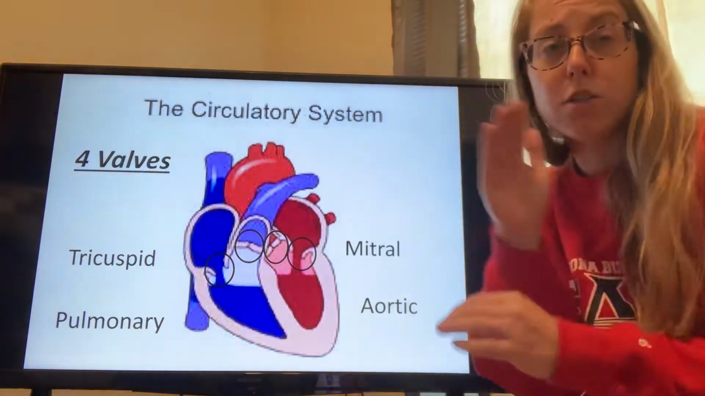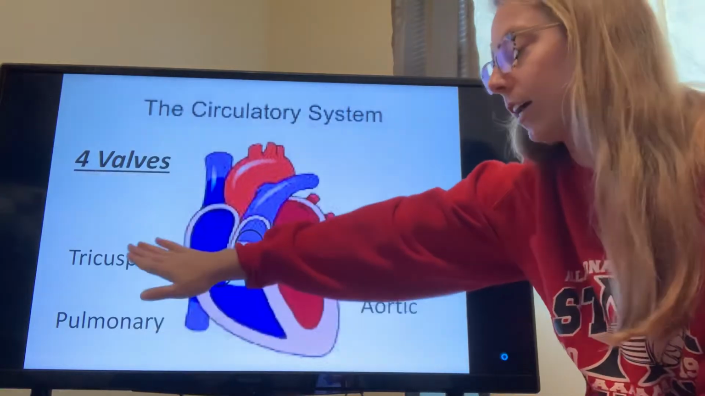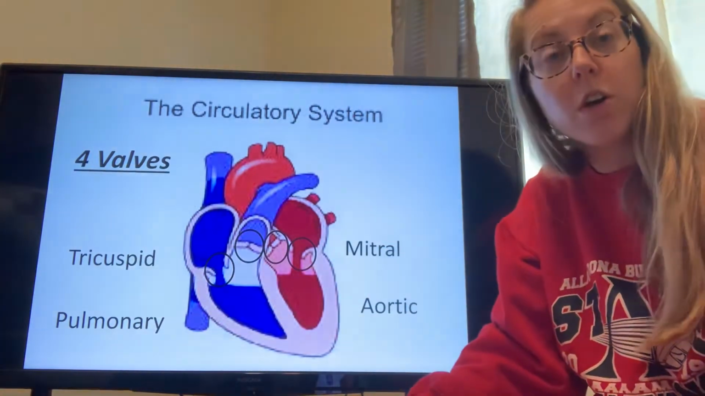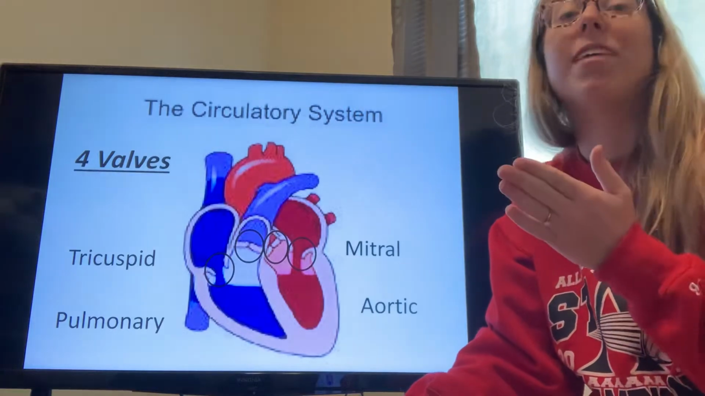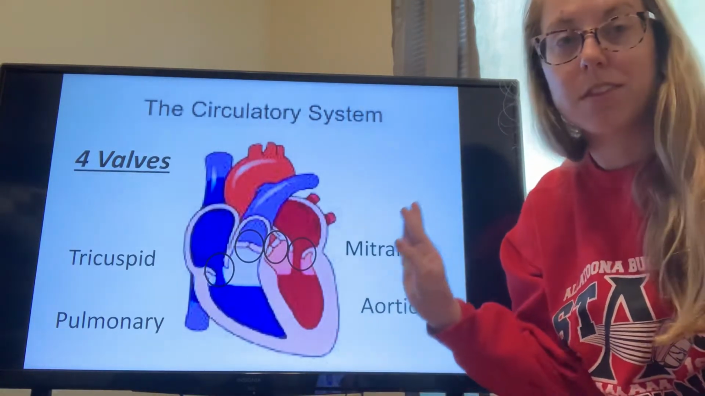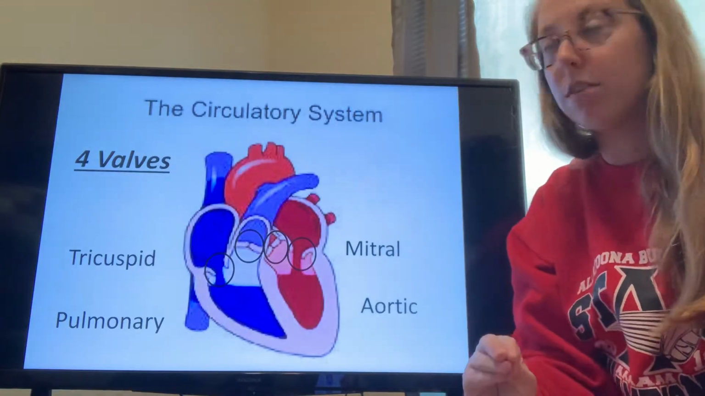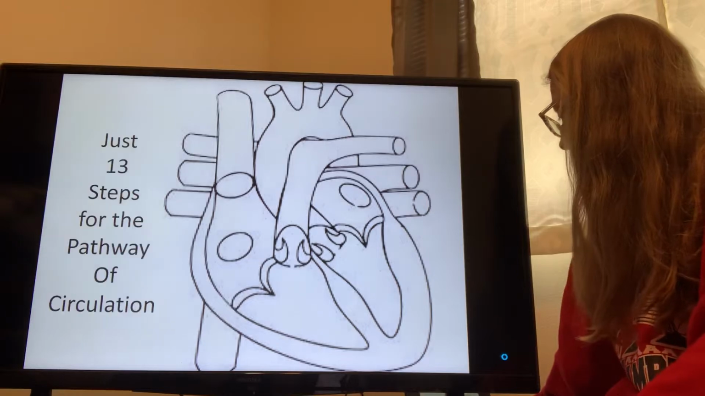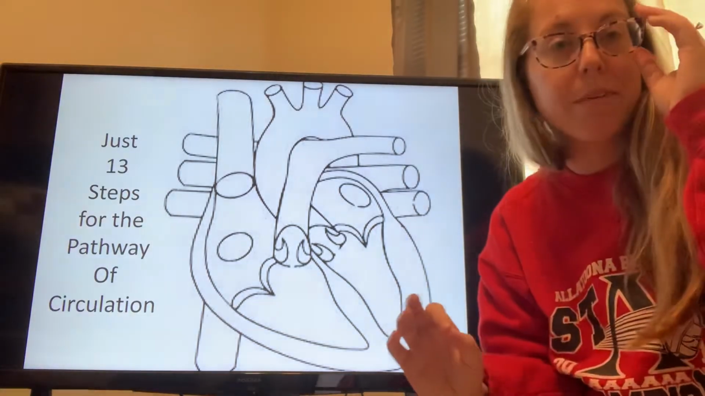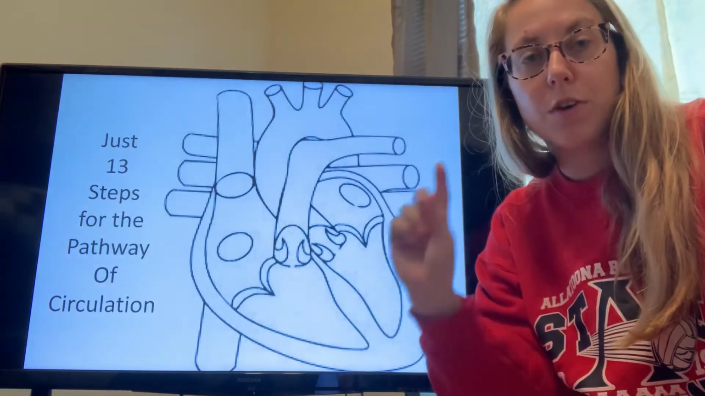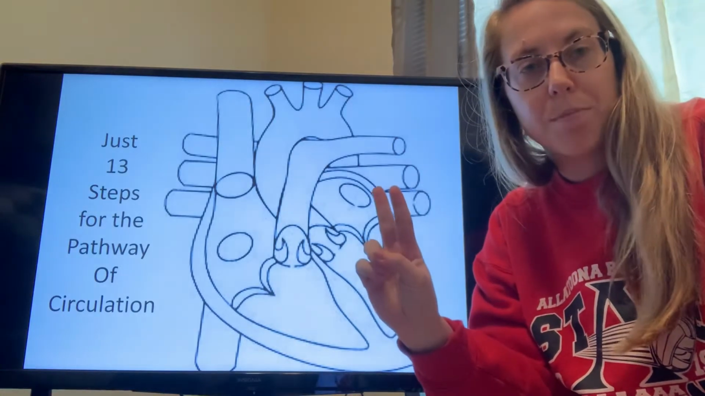So the order that I just went through those, tricuspid, pulmonary, mitral, aortic, is the order in which the blood flows through the valves. There's a whole bunch of other parts before we actually get there, but these are the valves themselves. All right, so there are 13 steps in this whole process. When we go through them, I want you to make sure that you number them and then label them.